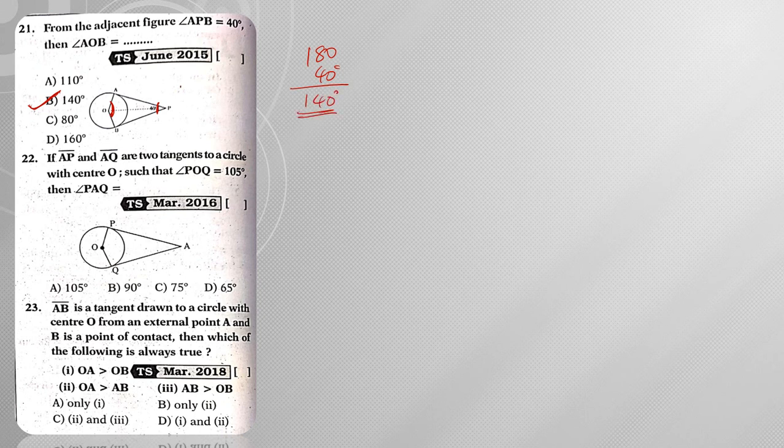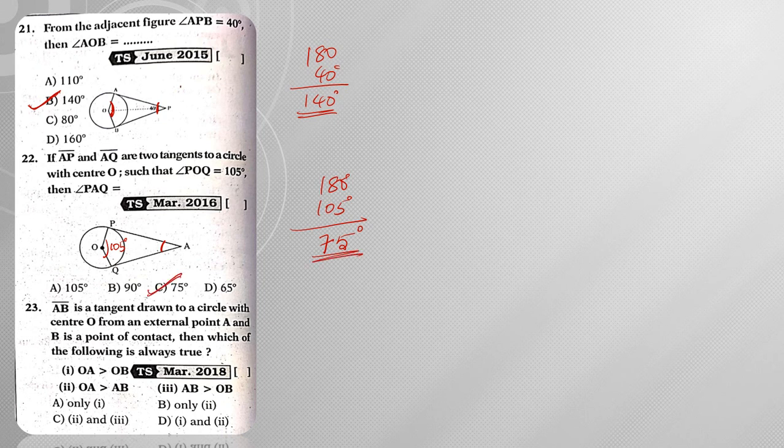Next, if AP and AQ are two tangents to a circle with center O, such that angle POQ is equal to 105, then what is the value of angle PAQ? PAQ is nothing but the supplement of 105 degrees. What is the supplement of 105 degrees? It is nothing but 180 minus 105. So 10 minus 5 is 5, and this is 7. So 75 degrees is my answer.